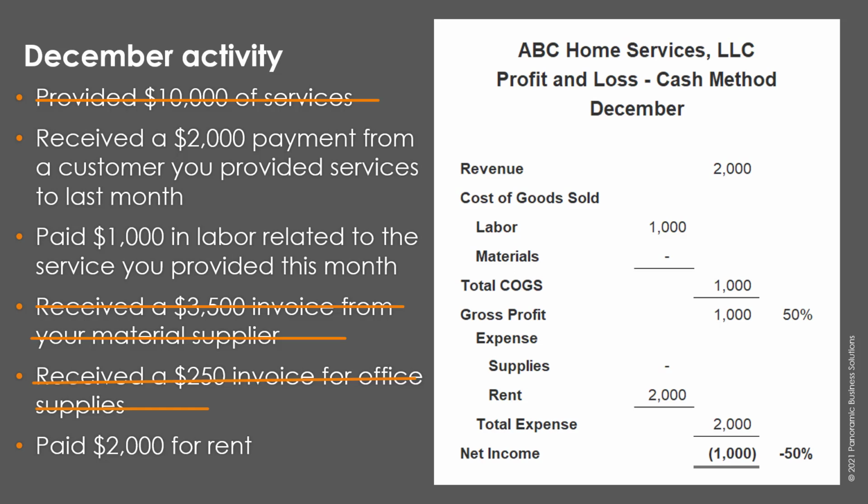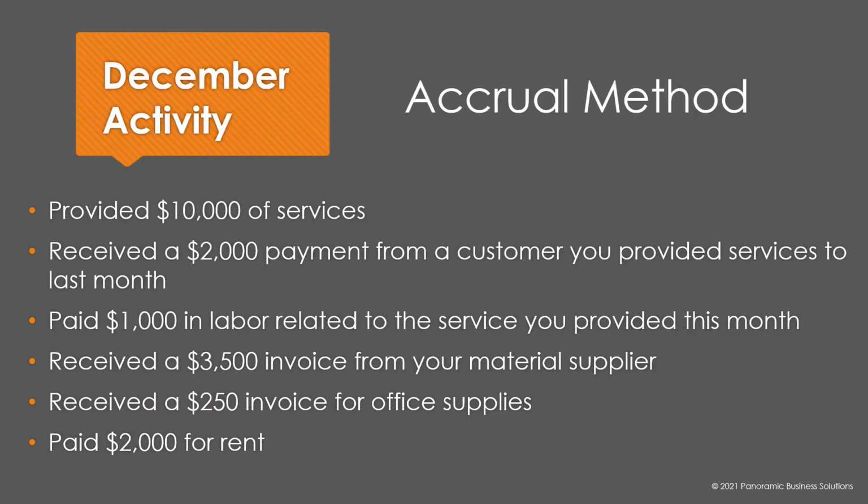So according to our profit and loss statement, if we're looking at the viewpoint, the accounting method viewpoint of cash, we had a loss that month of $1,000. So our net income is actually negative $1,000. So let's see what it would look like if we use the accrual method.